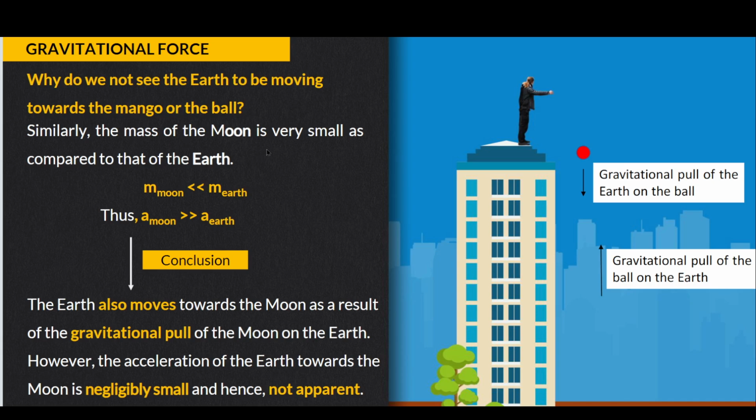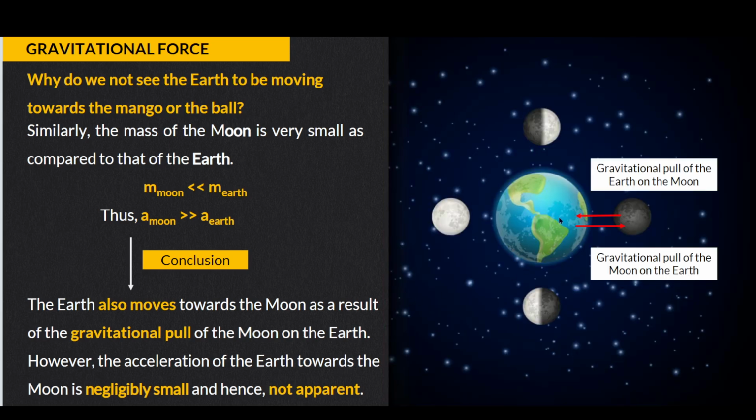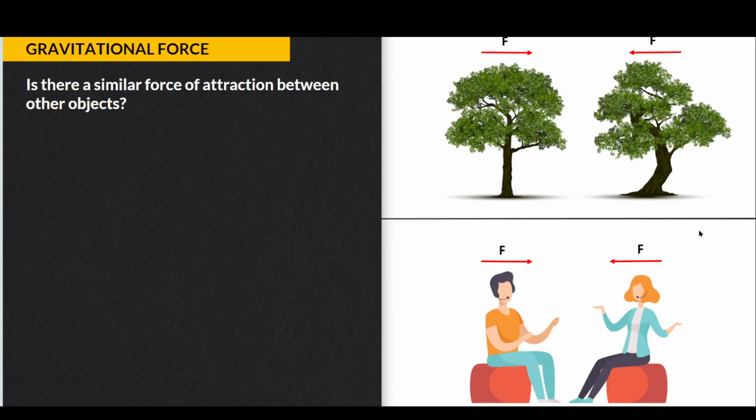Similarly, the mass of the moon is very small as compared to that of the earth. So because the mass of the moon is very small as compared to the earth, the acceleration is more, because they are inversely related, right? So the earth also moved towards the moon as a result of this gravitational pull, but the acceleration of the earth is very small, that's why it is not apparent. So that's why we only see the moon revolving around the earth.